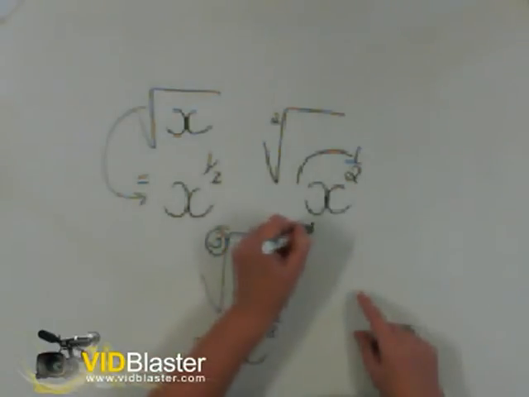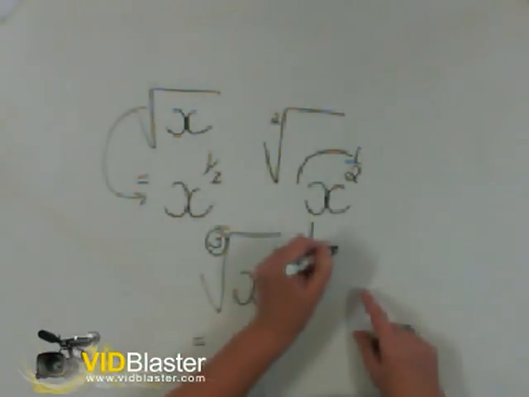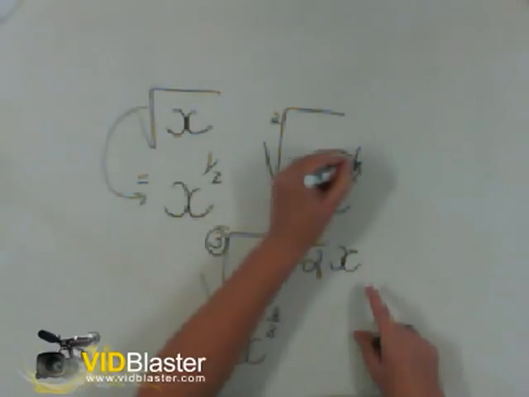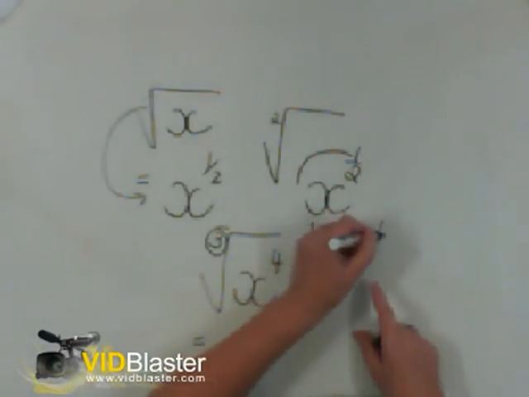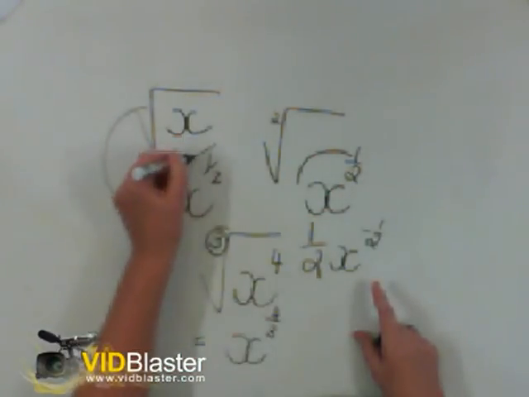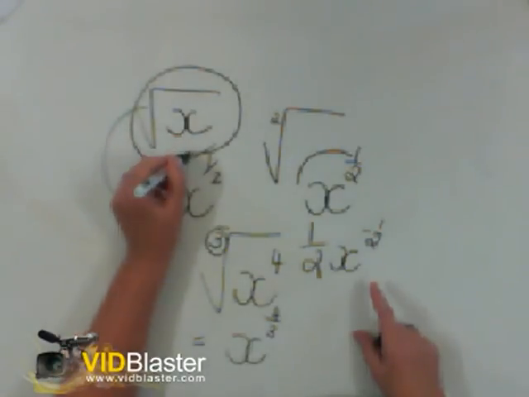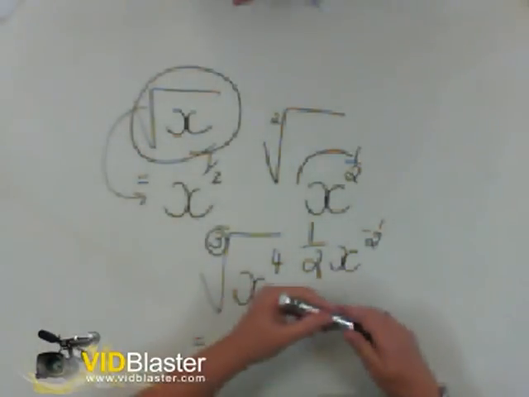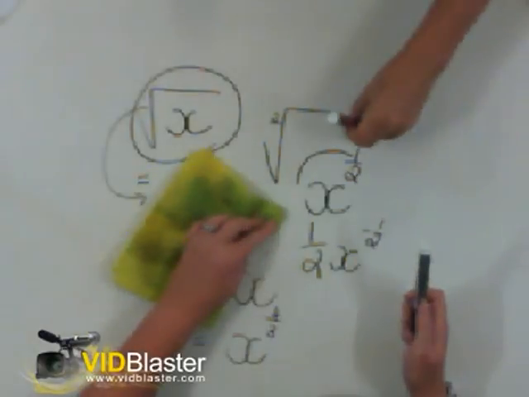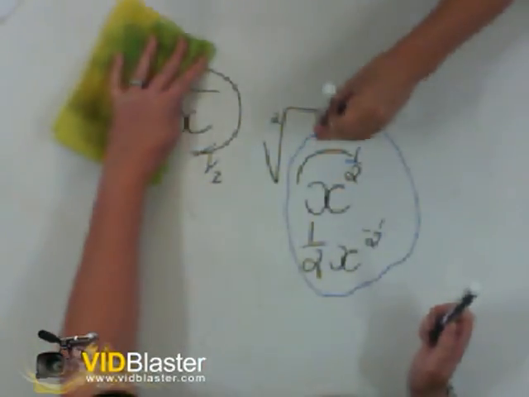Half times 1 is a half. X to the power of a half minus 1 is minus a half. It's much easier than trying to differentiate the square root. Okay, I'm just going to quickly draw a little circle around that because it got a little bit lost.